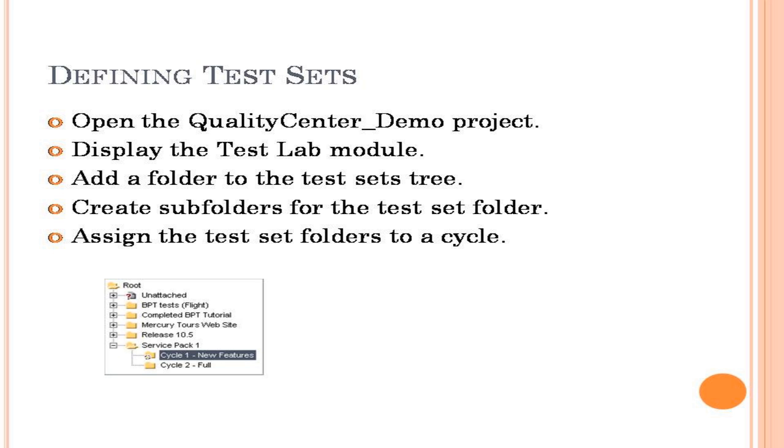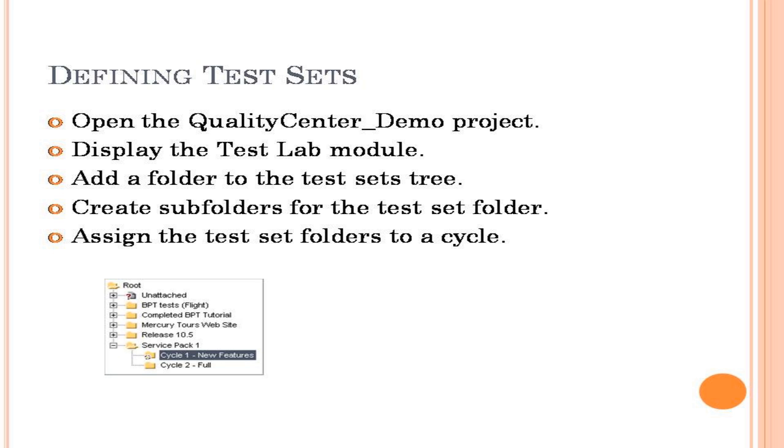3. Add a folder to the Test Sets tree. In the Test Sets tree in the left pane, select the root folder. Click the New Folder button. The New Folder dialog box opens. In the folder name box, type Service Pack 1 and click OK. 4. Create subfolders for the test set folder. Select the Service Pack 1 folder you created and repeat the previous step to create two subfolders named Cycle 1 New Features and Cycle 2 Full.